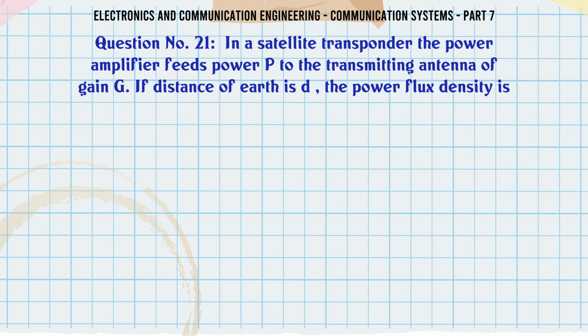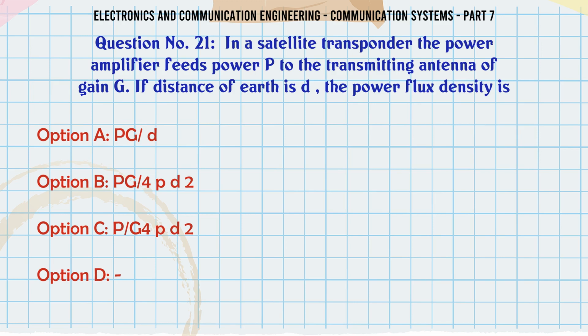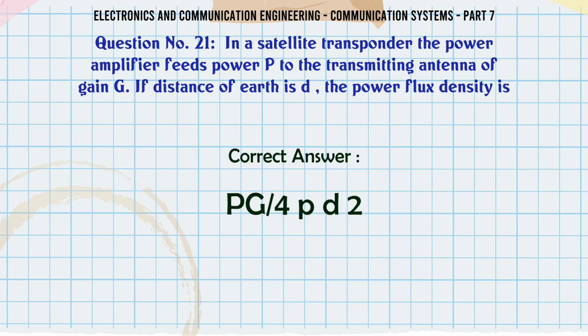In a satellite transponder, the power amplifier feeds power P to the transmitting antenna of gain G. If distance of Earth is d, the power flux density is A, PGd, B, PG/4πd², C, PG/4πd², D. The correct answer is PG/4πd².